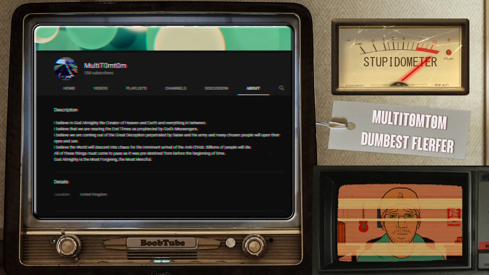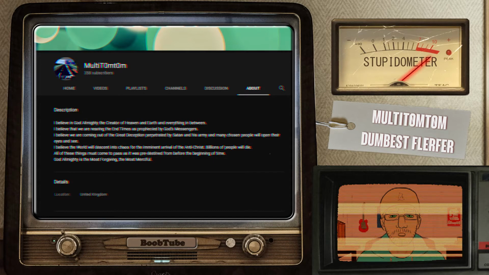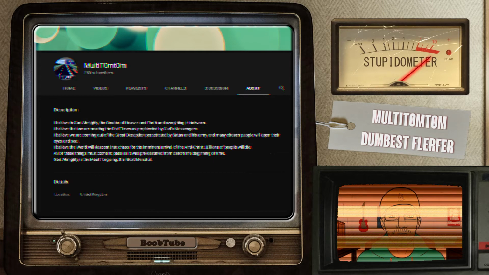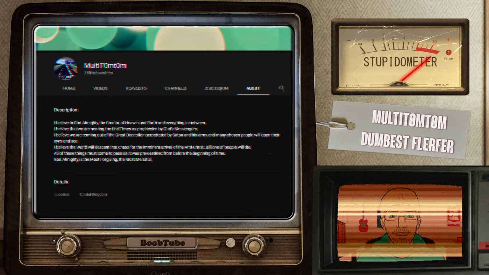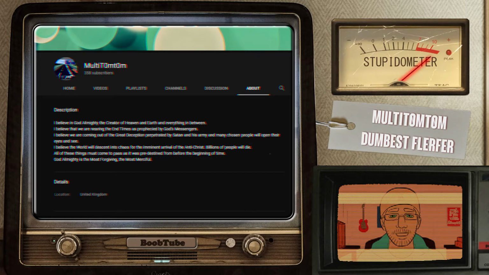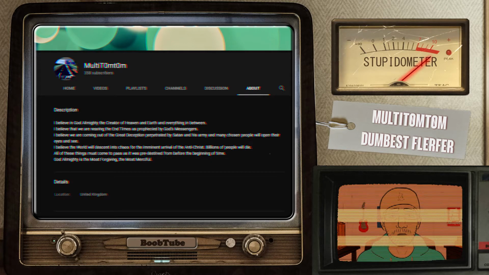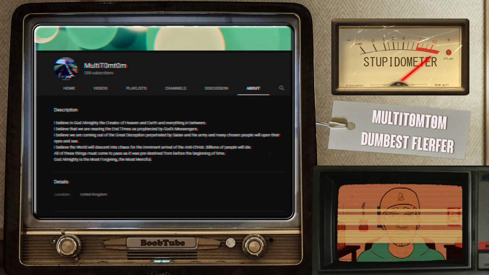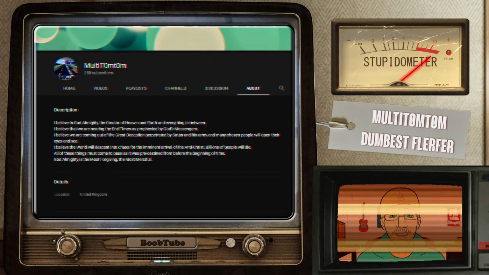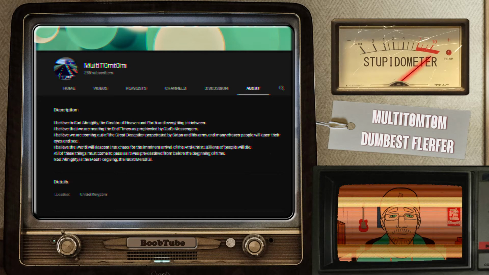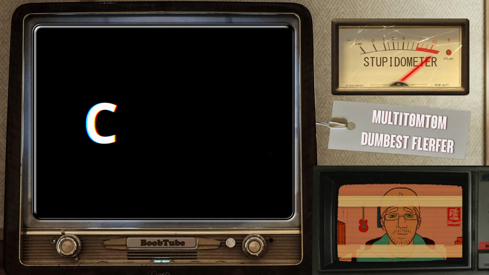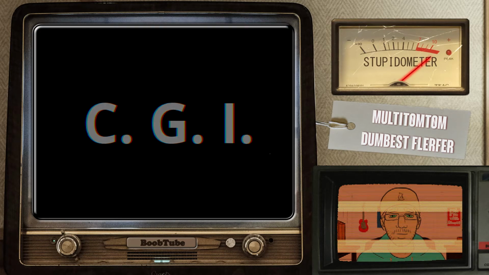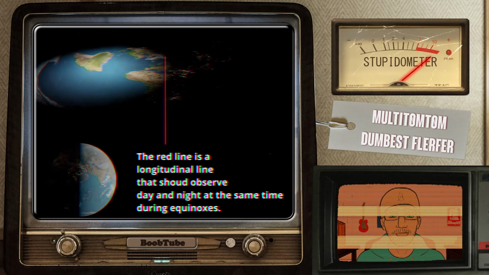My first thought was, MultiT0mt0m does not know what a Terminator line is. What a surprise. To be fair, maybe many people do not know what it is, but going from complete ignorance to their type of research and coming to the conclusion that it only works on flat Earth is a level of utter dumbness that is truly mind-boggling. MultiT0mt0m, this is for you. This is CGI. Let's start with flat Earth, shall we?